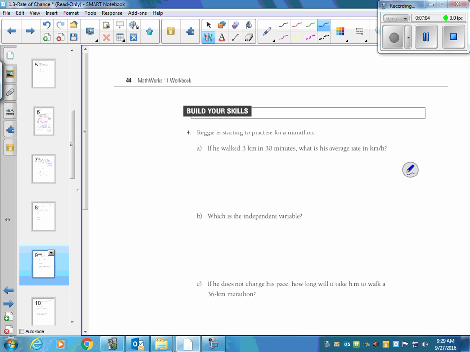And now you're at your build your skills. So just remember, usually the time goes across the x-axis, and that'll be your independent variable, which is how many hours or what you're actually doing, and then your dependent one will be what you're making, how fast you're going, actually what you're solving for, basically. All right, good luck.